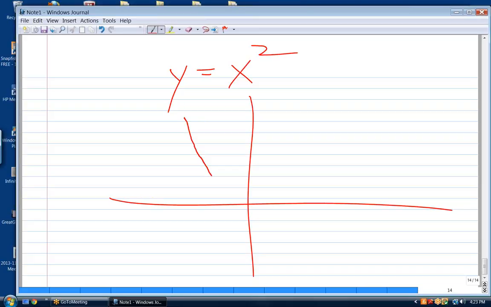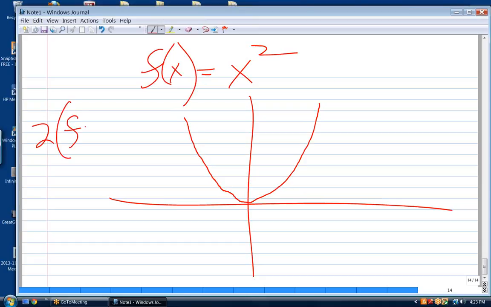This is a standard parabola that we're used to looking at. Let's call that f of x. Well, what would 2 f of x be? That would represent a vertical stretch by a factor of 2. In this case, 2f of x would be 2x squared.